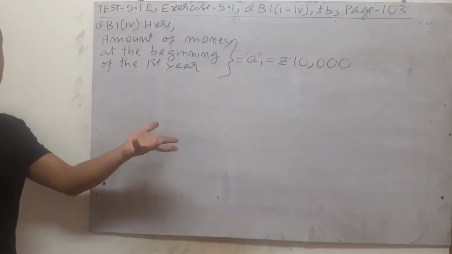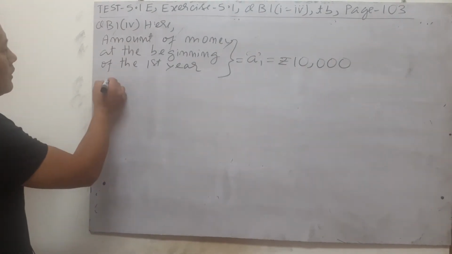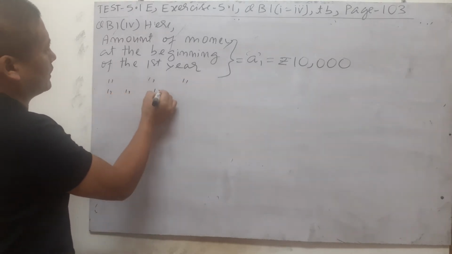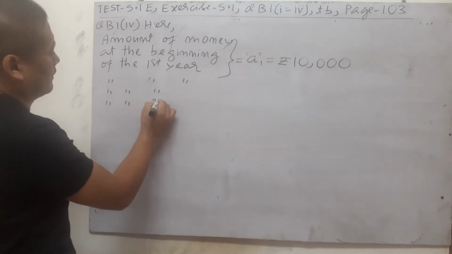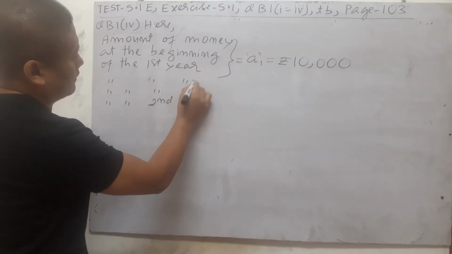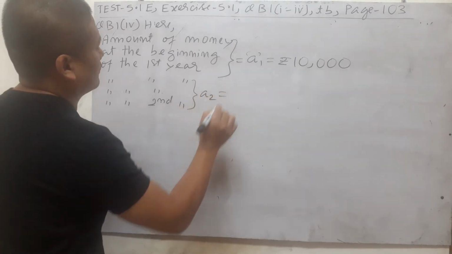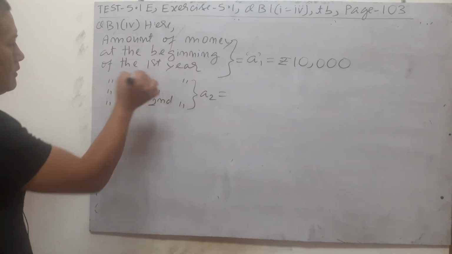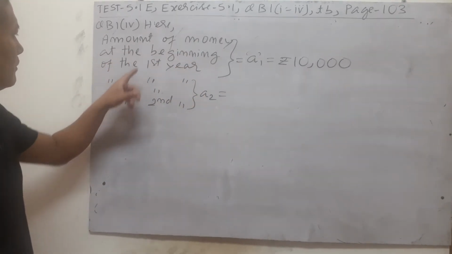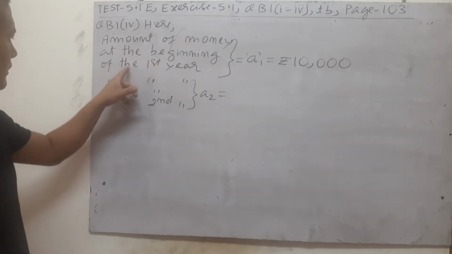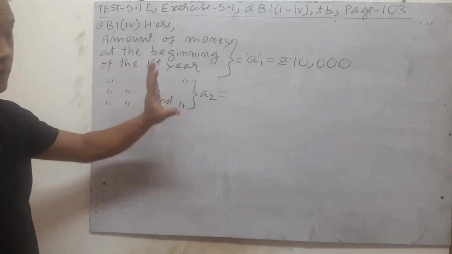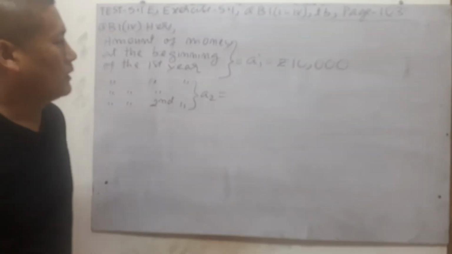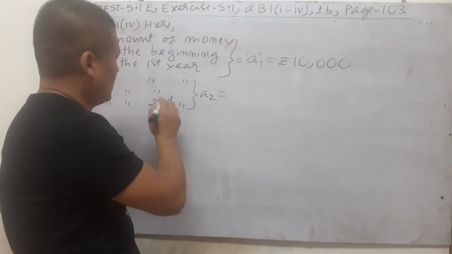Say that after me, principal, right? Then the amount of money at the beginning of the second year, A2, amount of money at the beginning of the second year. I'm shortening it by using these double marks here, meaning it's the same word for word, similar in the next step, okay?